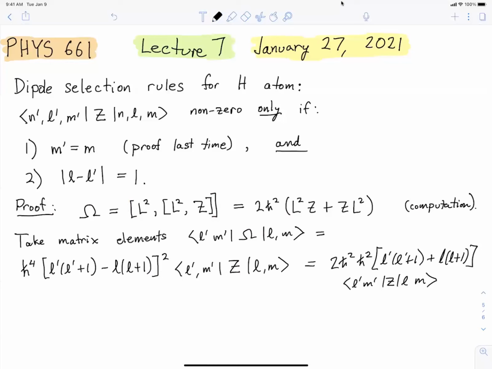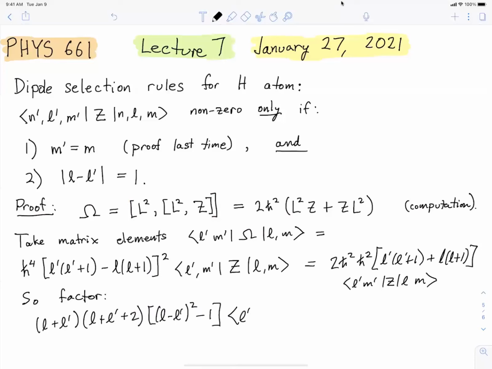Okay, so now we can multiply everything to the left-hand side of the equation and just factor it. Okay, and so if we do that, it turns out you get (L plus L prime) times (L plus L prime plus 2) times the quantity (L minus L prime) squared minus 1, all of that times the matrix element that we are interested in. All of that equals 0.